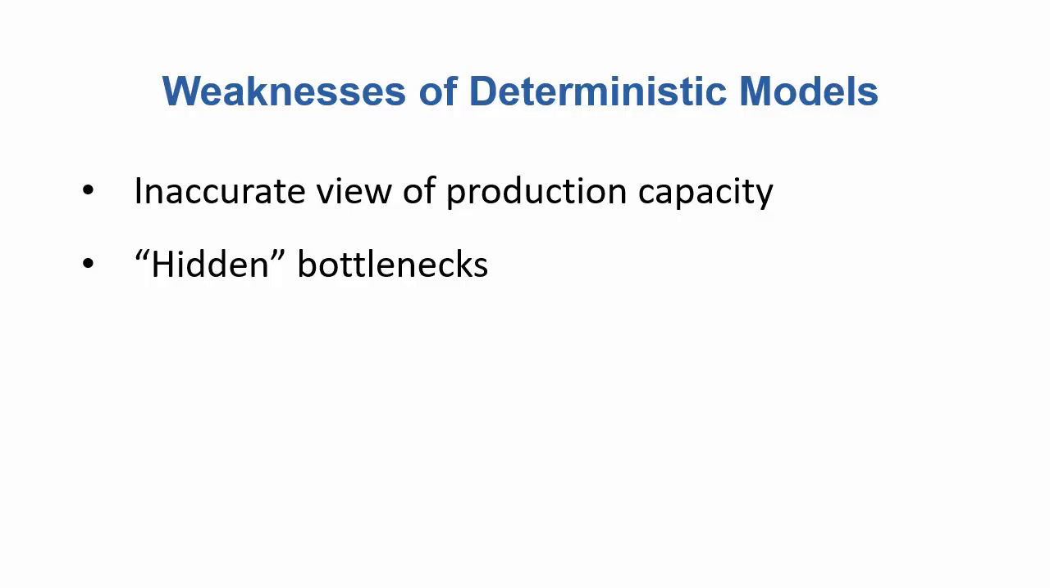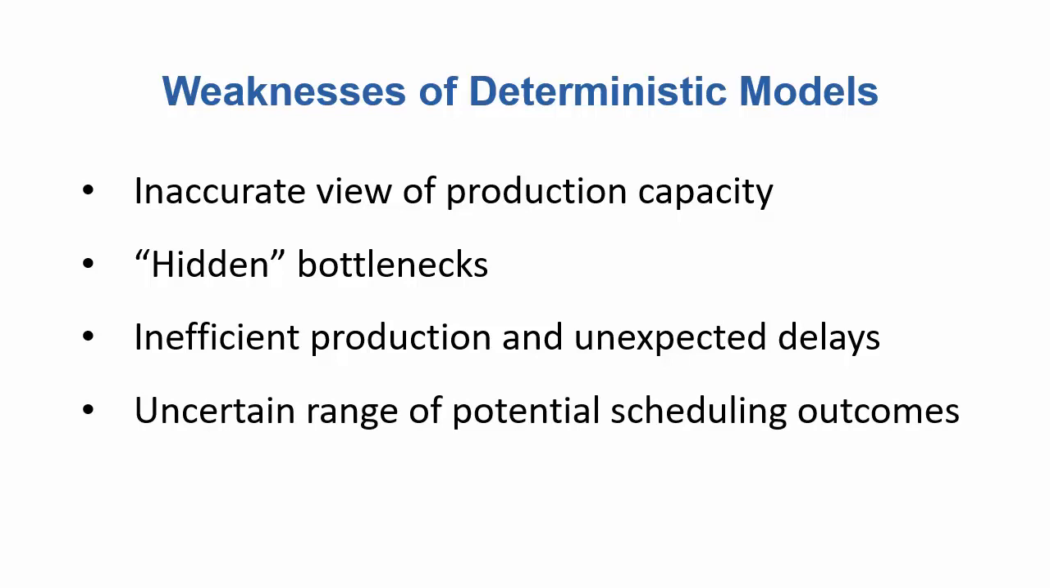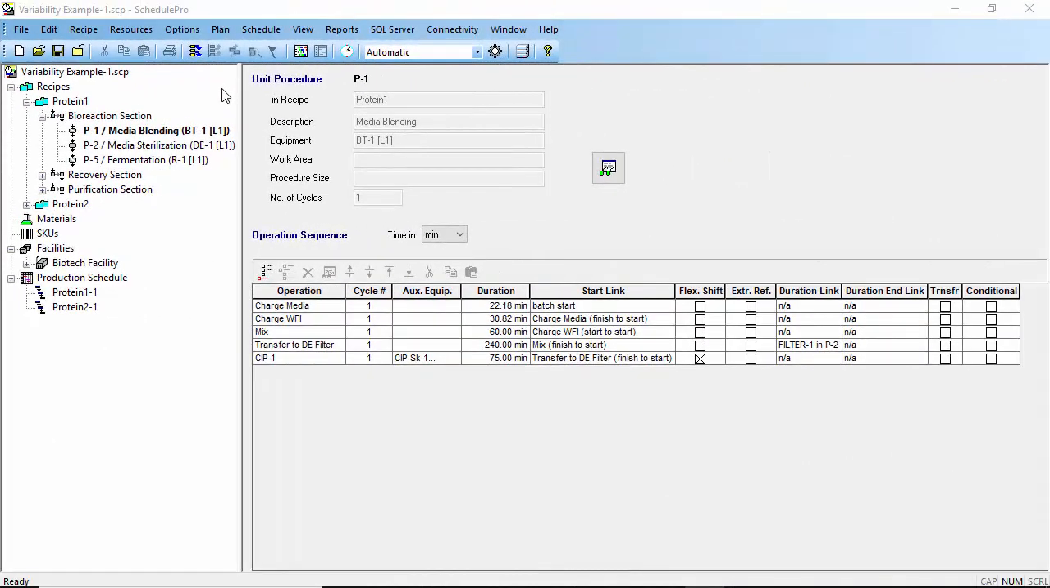In other words, a production plan that is feasible under one set of conditions may become infeasible or much less efficient when it is simulated with a different set of conditions. Furthermore, the full range of possible scheduling outcomes is not apparent when only a single model with fixed input parameters is simulated. To address these issues, SchedulePro's variability analysis capabilities allow users to build probability distributions into their operation durations in order to easily perform simulations with different input conditions.